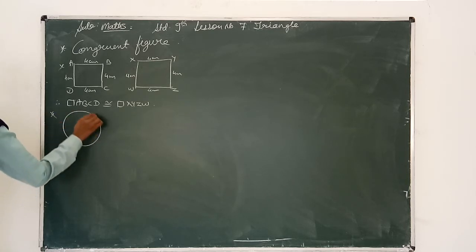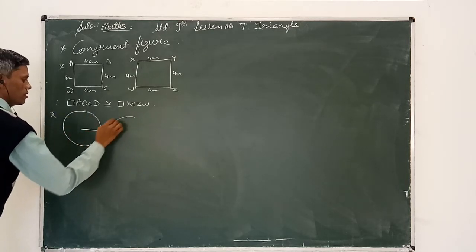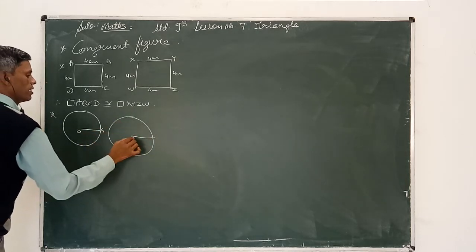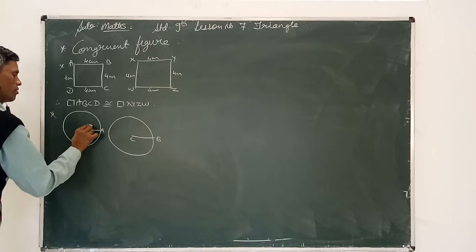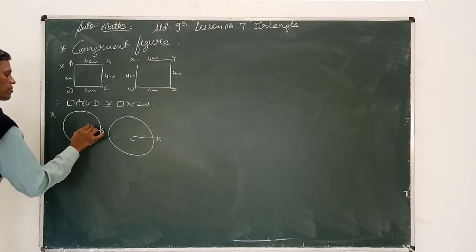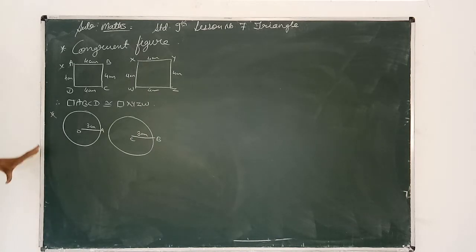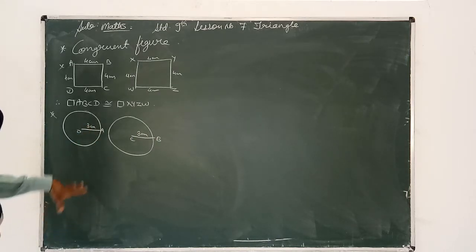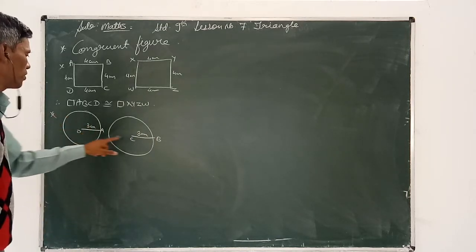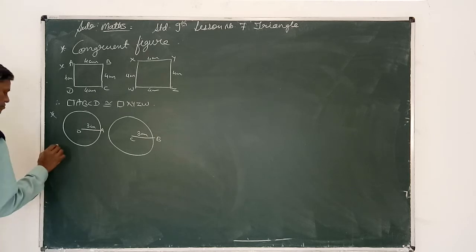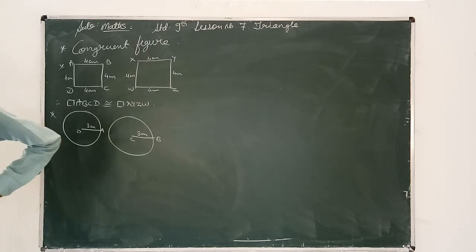Second, about circles. Circles with centers O and A, points C and B, radius 3 cm, 3 cm. Look here, both circles are congruent. Why congruent? Because they have equal radius, that is 3 cm. That is why both circles are congruent.